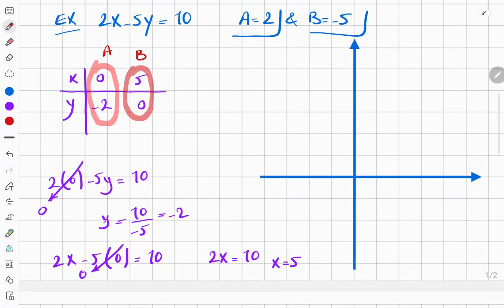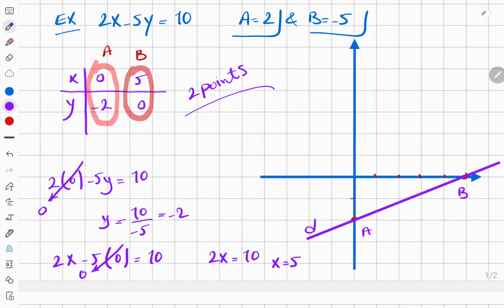0 and negative 2 is here. And 5 and 0 is 1, 2, 3, 4, and 5. And now draw a line that passes through these 2 points. And as usual, we can call this line D. So when you have the general form, you need at least 2 points to sketch that line. Point A and point B. Okay, so far so good.